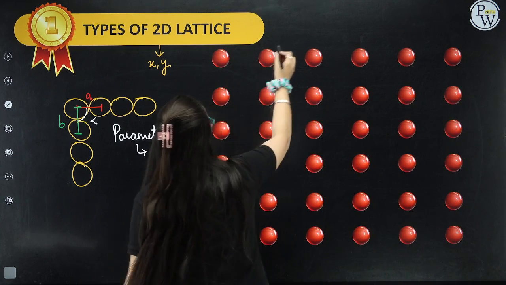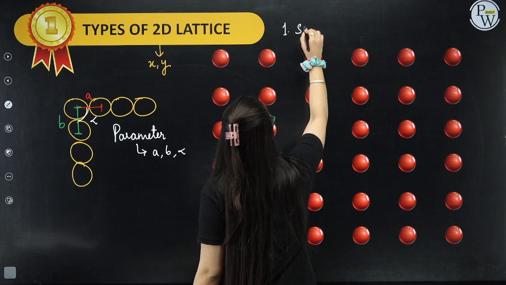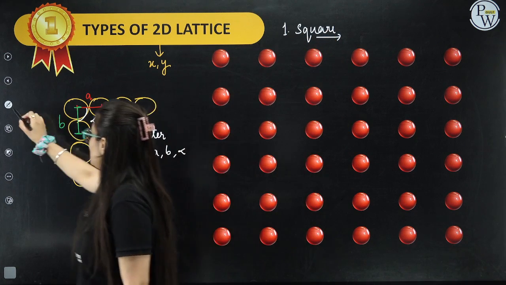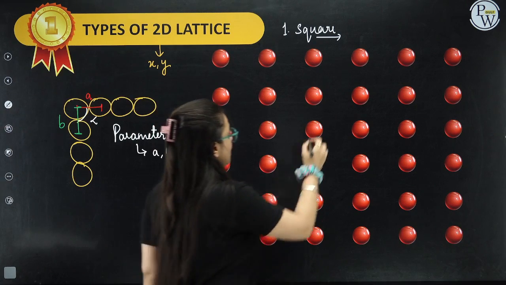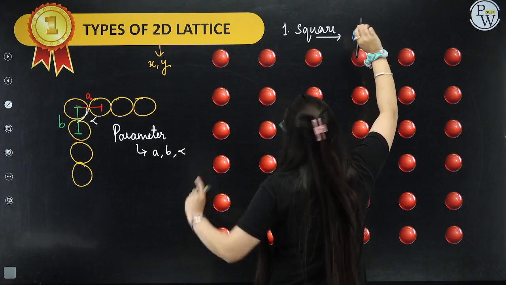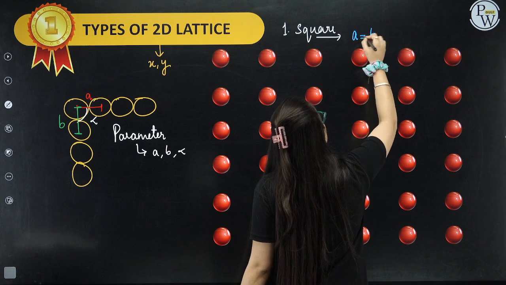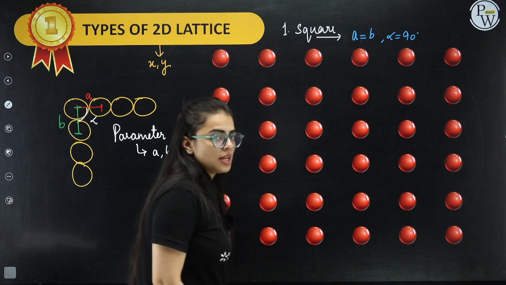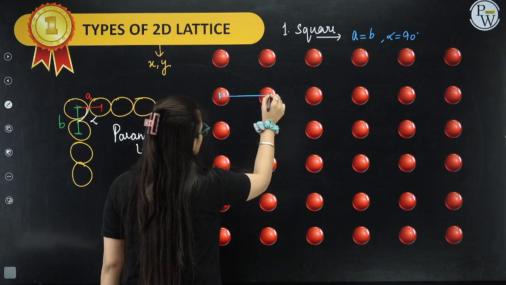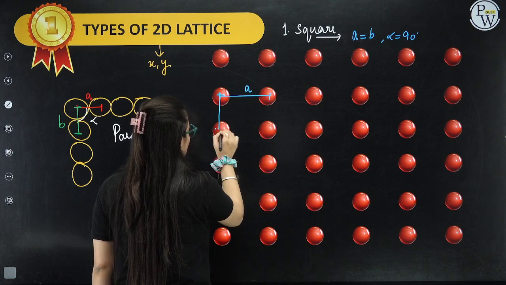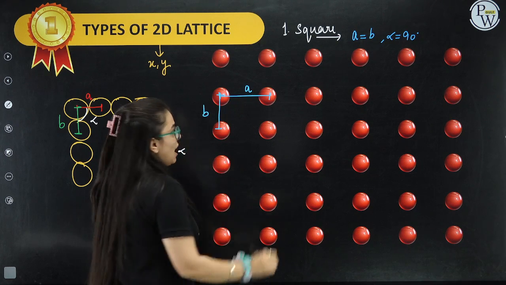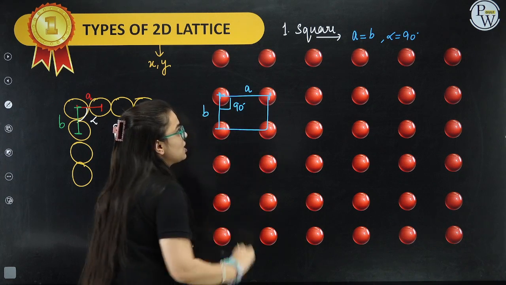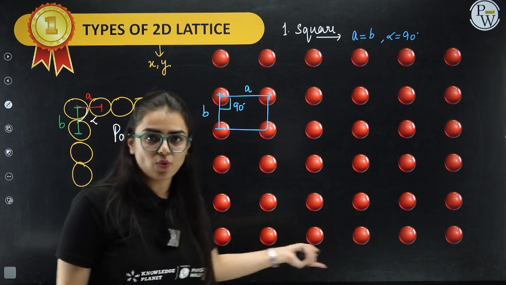So, the very first type of 2D lattice comes out to be your square unit cell or square lattice. See what happens in this case. In this case, it is very easy. Here we have A, B and alpha. In the case of a square, A is equal to B and alpha is 90 degrees. See how? This is your A, the distance between these two, and this is your B. The distance is the same for both of them and the angle between both of them is 90 degrees. So, when you join it, students, it forms a square shape. So, this is a square unit cell, a square 2D unit cell.